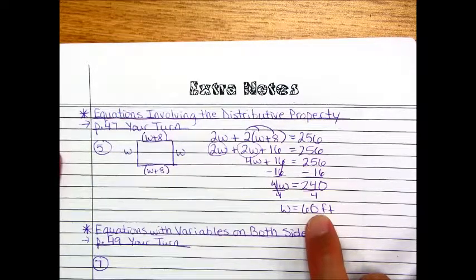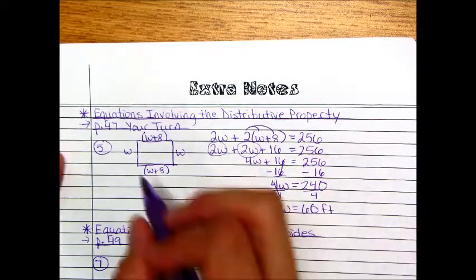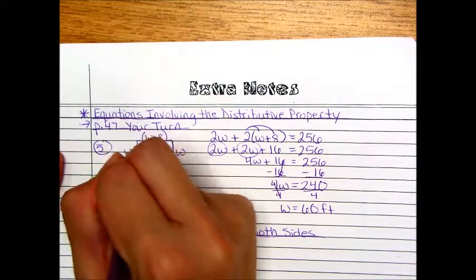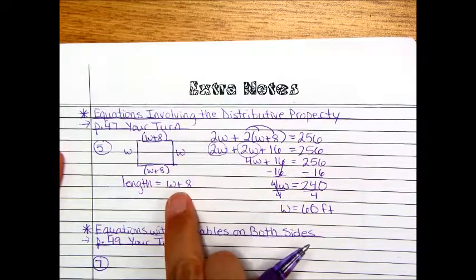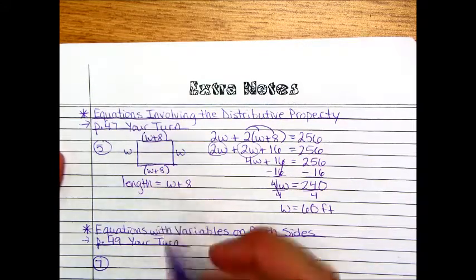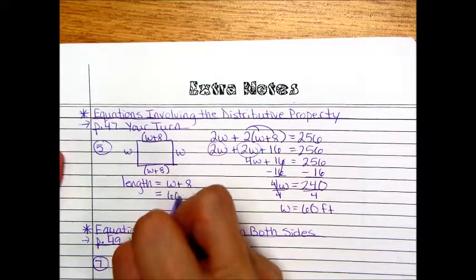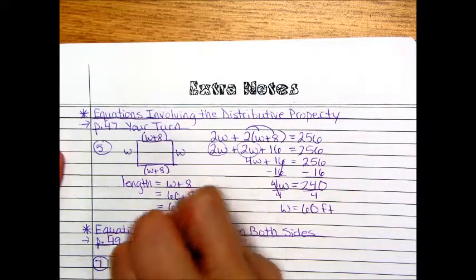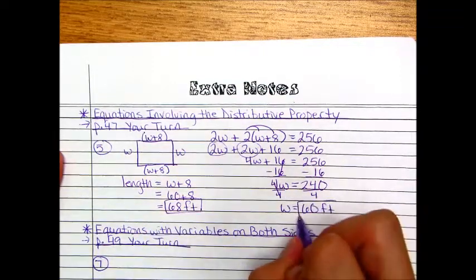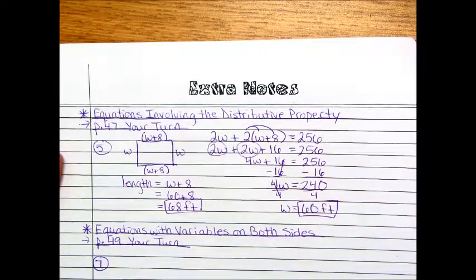But we also need to figure out the length because the question asked for both. So to get the length, we're going to want to remember that the length is 8 feet longer than the width. So now that we know that the width is 60 feet, we can simply add 8 and figure out that the length is 68 feet and the width is 60 feet.